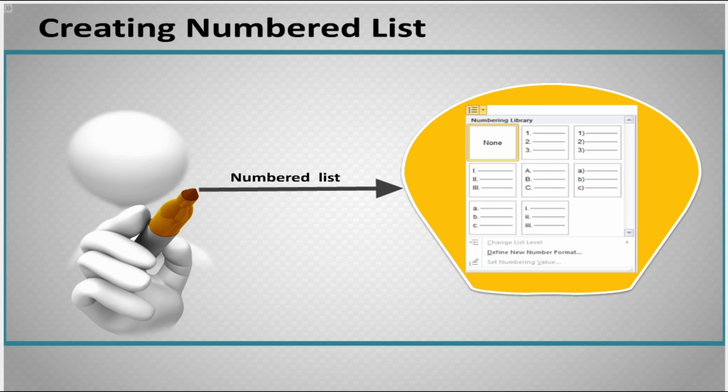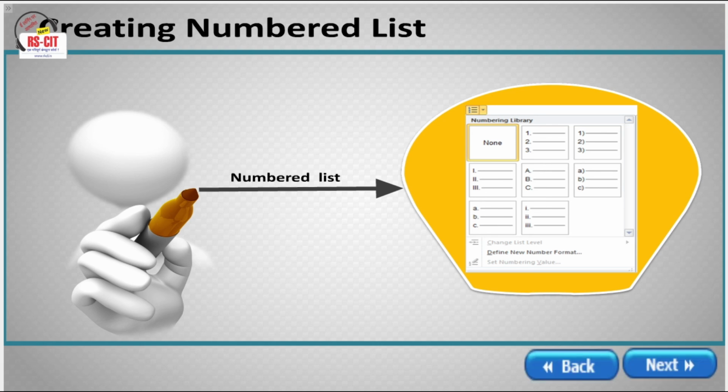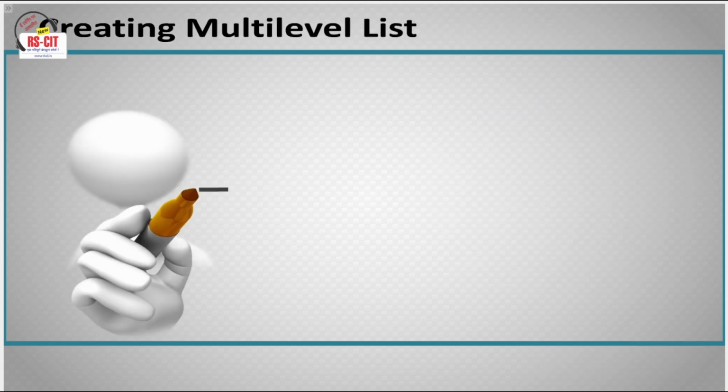If you move an item within a numbered list, Word will renumber the list to keep the items in the correct order. You can change the number style by clicking the numbering arrow and selecting the desired option from the gallery. To create a multi-level list, click in the document where you want to add the list. On the Home tab, Paragraph group, click the Multi-Level List button and select the desired style from the gallery.